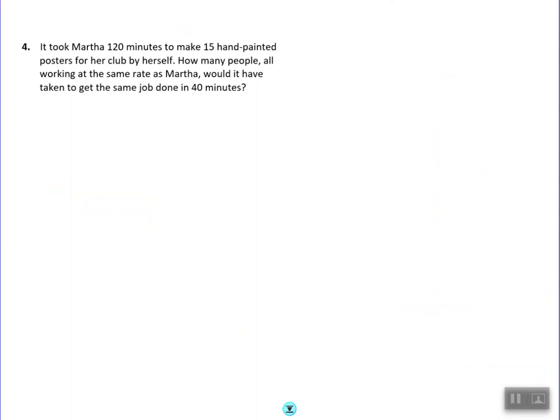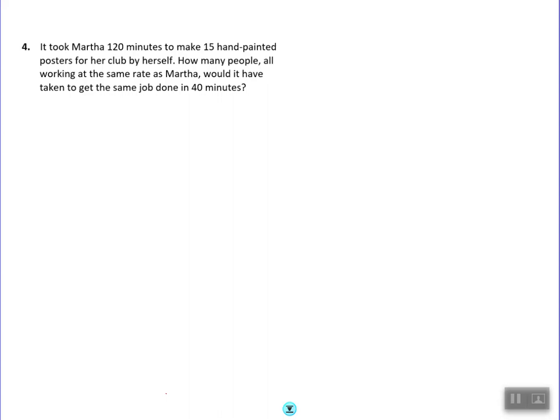Problem number 4 says, it took Martha 120 minutes to make 15 hand-painted posters for the club by herself. How many people, all working at the same rate as Martha, would it have taken to get the same job done in 40 minutes? This problem does not say if it is direct or inverse, so we need to think about it. We are talking about people making posters and how fast they can do that.